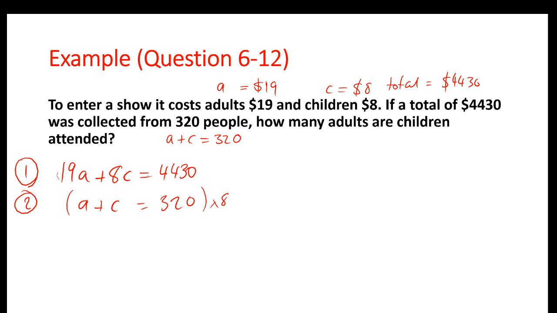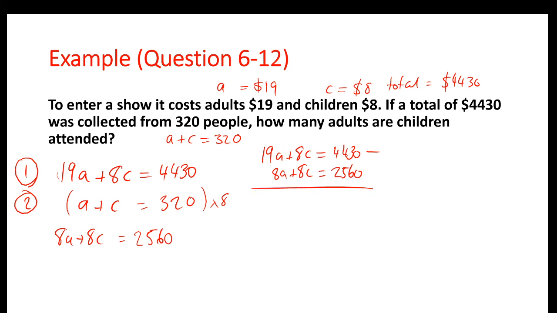Multiplying all that by 8, we get 8A plus 8C is equal to 320 times 8, which is 2,560. Now writing the equations over here again, the old one is 19A plus 8C is equal to 4430, and our second one is 8A plus 8C is equal to 2560. Because the 8C and the 8C are both positive, I'm going to put a negative there and solve these like this. To eliminate the C's, I'm going to subtract the 2 equations.